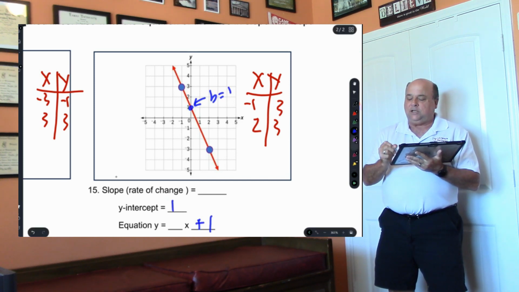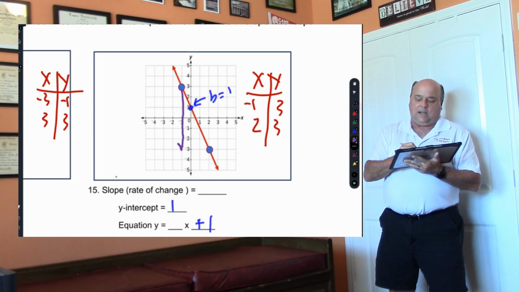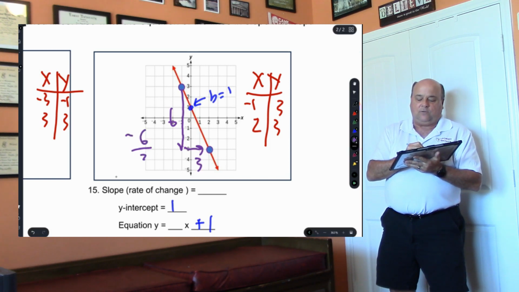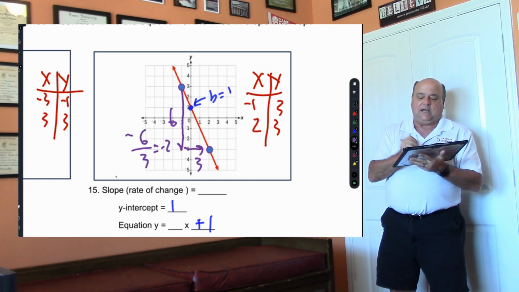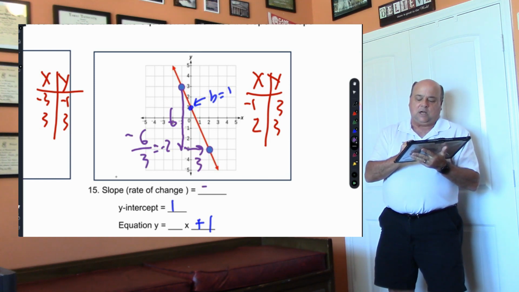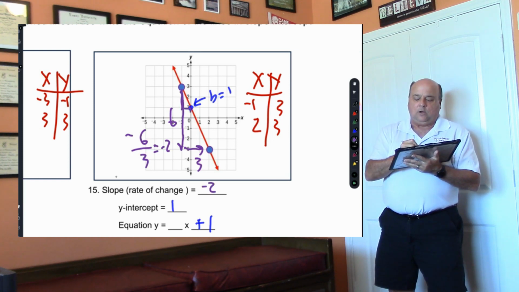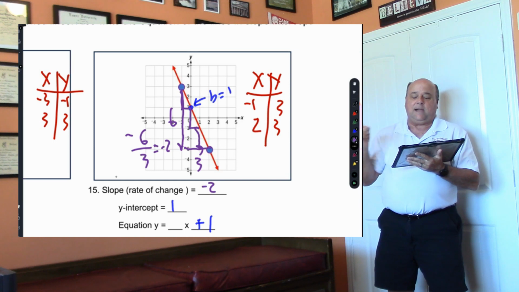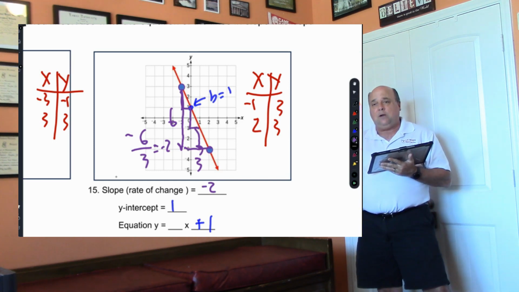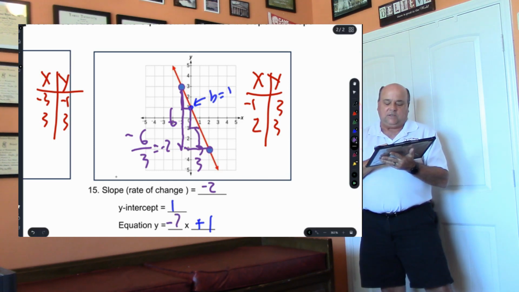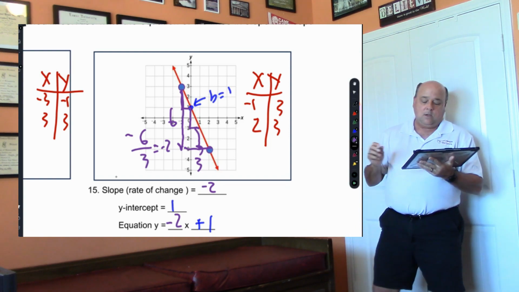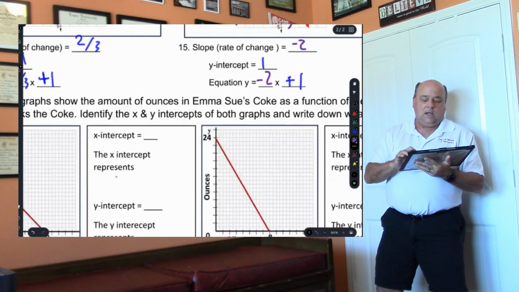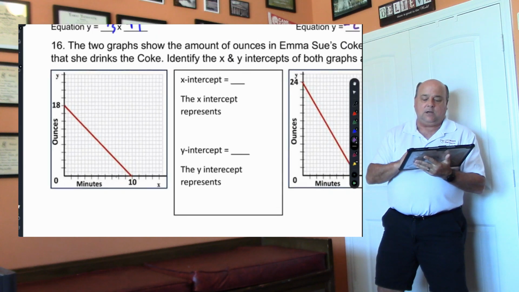And now then my rate of change. I have to go down and I have to go over. I went down 1, 2, 3, 4, 5, 6. And I went over 1, 2, 3. -6 over 3 would simplify to -2. So my slope is going to be -2. Notice if I go down 2 over 1, I'm always getting back on the line, aren't I? Down 2, right 1, down 2, right 1. So this is going to be -2x plus 1. Let's keep going. We're almost done here.